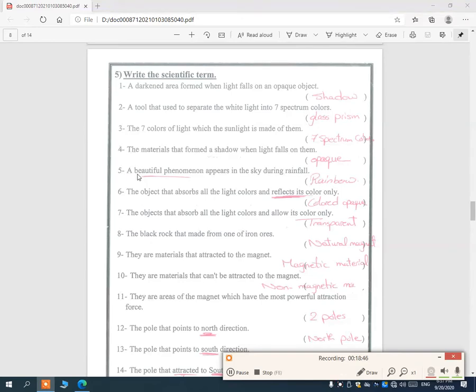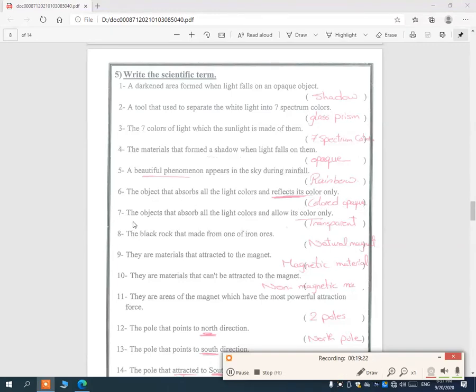Number 5: What is the beautiful phenomenon that appears in the sky during rainfall? Rainbow. Number 6: The object that absorbs all light colors and reflects its color only, which is colored opaque.